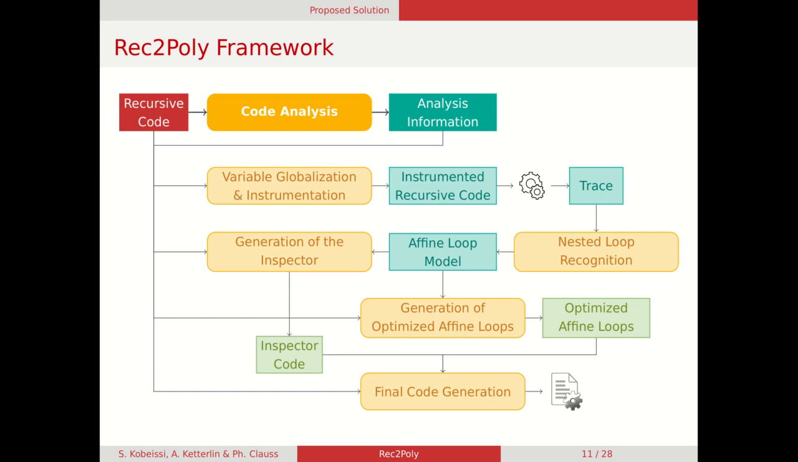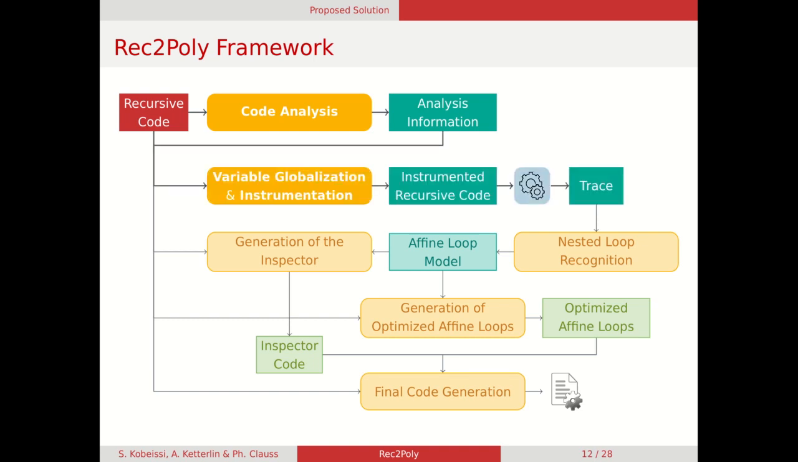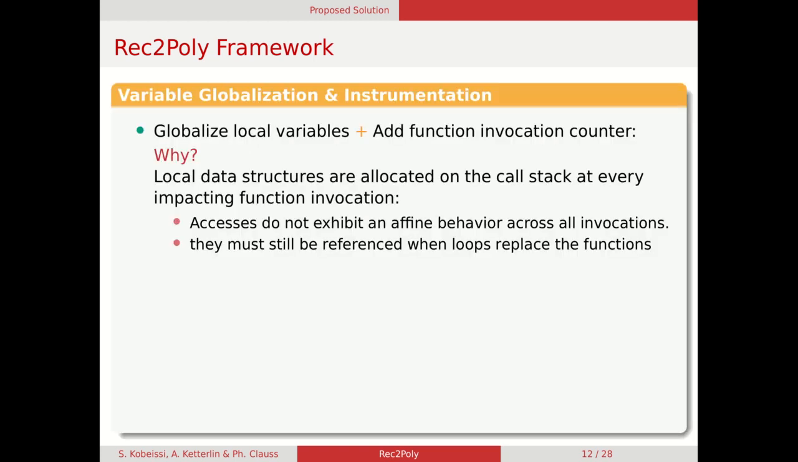The second phase of Rec2Poly is variable globalization and instrumentation. It takes as an input the recursive code in addition to the analysis information obtained by the code analysis phase and gives as an output the instrumented recursive code. In this phase, Rec2Poly globalizes local variables and adds function invocation counter. This is because local data structures are allocated on the call stack at every impacting function invocation. So accesses do not exhibit an affine behavior across all invocations, and they must still be referenced when loops replace the functions. This helps handling data dependencies among instructions among different invocations.